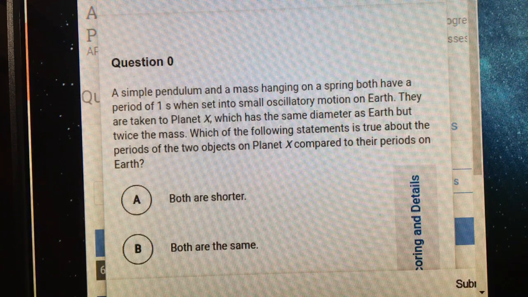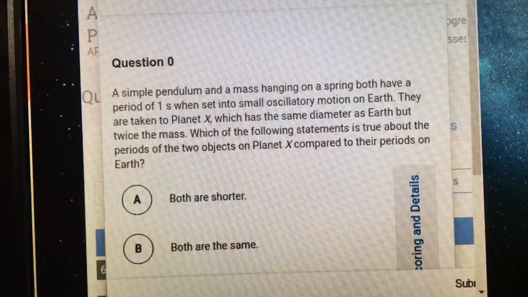Sine 4? Sine 4 degrees or 4 radians? Gonna have to be a little bit more specific there.